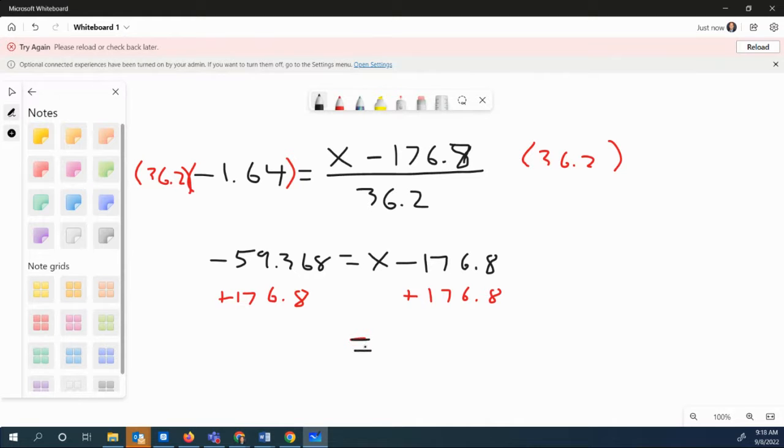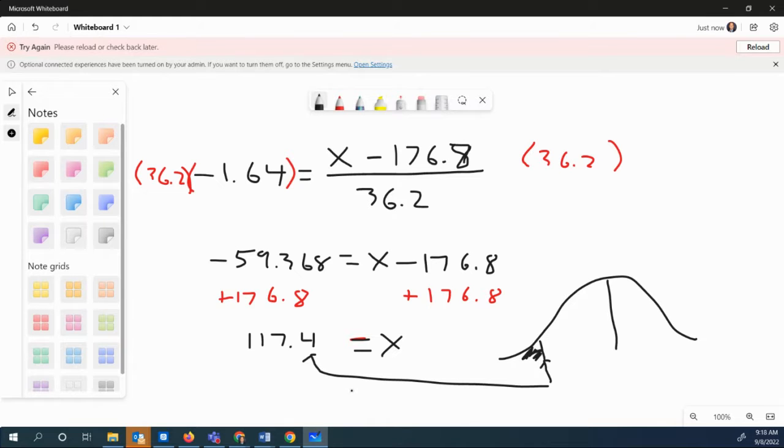That would be 117.4. Cool. So I'll draw a little picture here. There's our mean. Here's our bottom 5%. So we know that cutoff for the bottom 5% is 117.4. So that would be the equivalent of someone that's 117.4 pounds or less is in the bottom 5%.